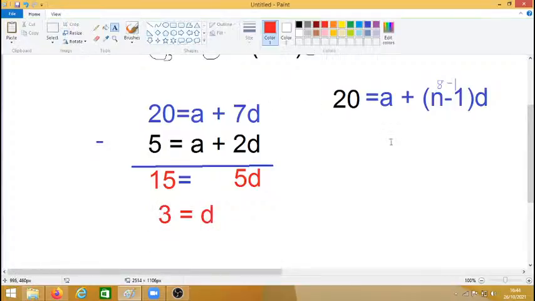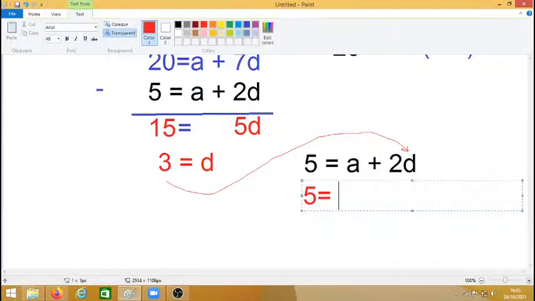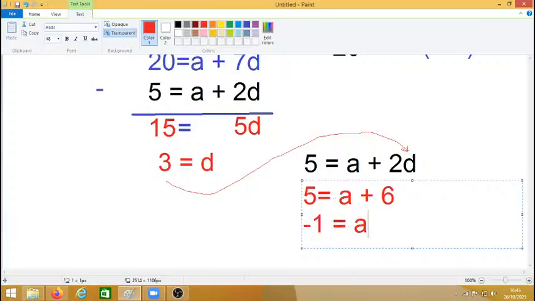Now that we have d, it should be quite easy to work out what a is because we can put it back into any of the two equations we had here. Let's choose the easier one, which is this one. And now taking the d as 3 and putting that here, 2 times 3 would be 6. So I'll have 5 is equal to a plus 6. So something plus 6 has to make 5. Let's take away 6 from both sides. Minus 1 is equal to a.